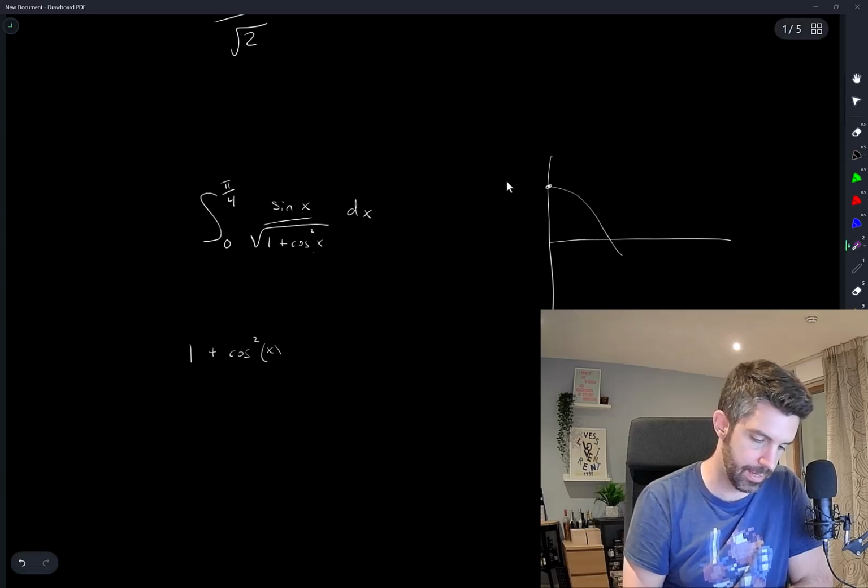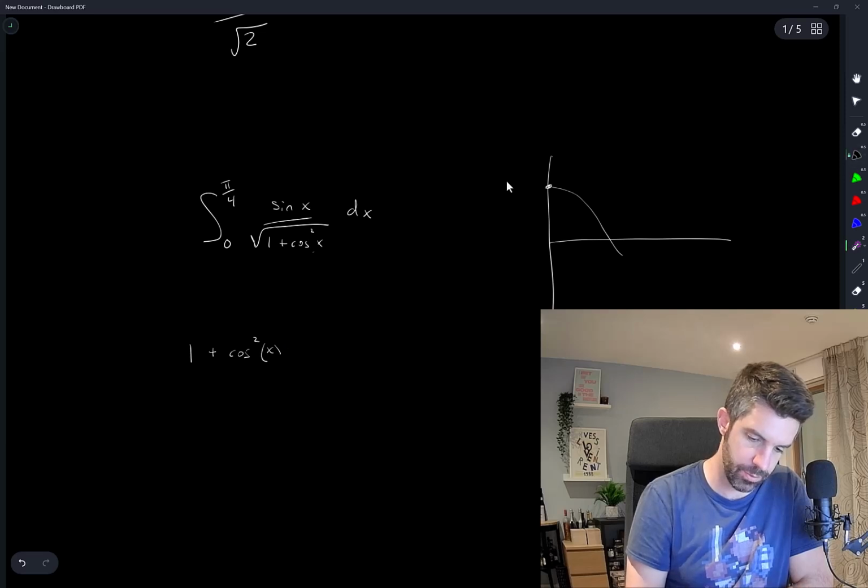If I find the minimum value of this on this interval, then that will give me a maximum value of the reciprocal. So the maximum value of 1 over that. Okay.